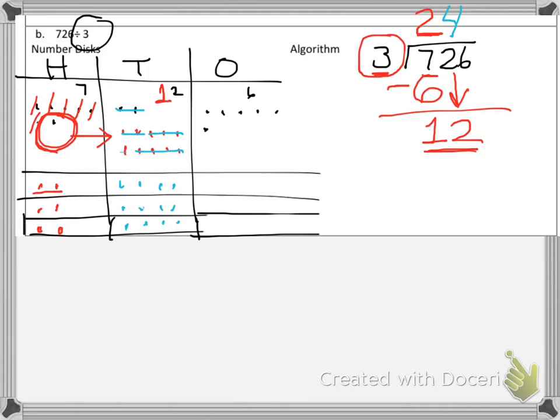Now because I used them all up, I used up all 12. 4 times 3 is 12. I write that here, and when I subtract, I should get 0 because I have nothing left over. But I still have some ones to do, so I bring the 6 all the way down, and now I'm going to focus on dividing the 6 ones.